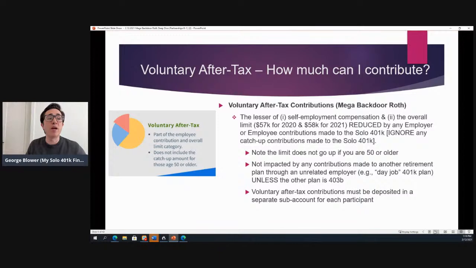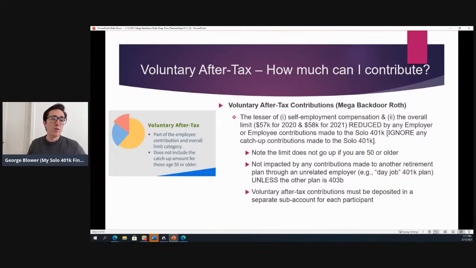And then you reduce it by any employer or employee contributions that you make to the plan. So not contributions made to another plan, but just the employee or employer contributions made to the solo 401k. And note that if you're 50 or older and you made a catch-up contribution to the solo 401k, you don't have to reduce this limit by that catch-up contribution, that $6,500 figure.